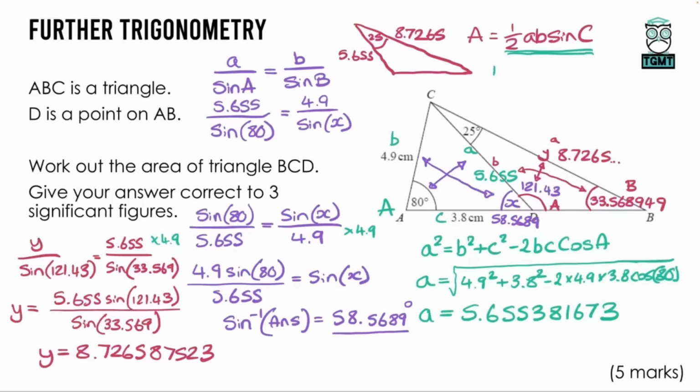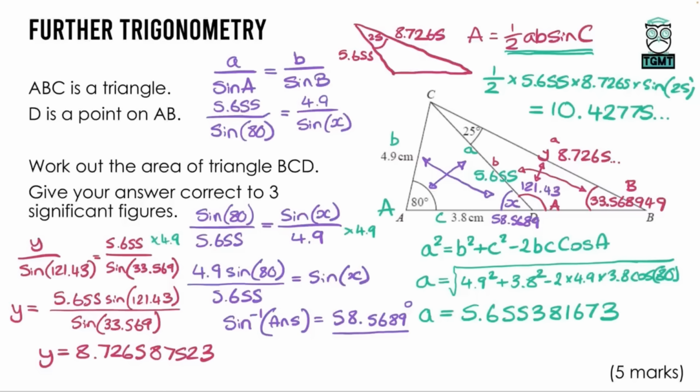So I just need to type into my calculator 1/2 times a. It doesn't matter what order we put a and b in. So we've got 5.655 times 8.7265 times sine of 25, the angle that we're using there. So I need to type all of this in. 0.5 times 5.655 times 8.7265 times sine of 25. And there we go. Now all of that has led to a final answer for me, which has come out as 10.42775 and a few more decimals.